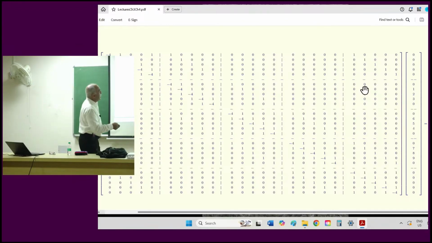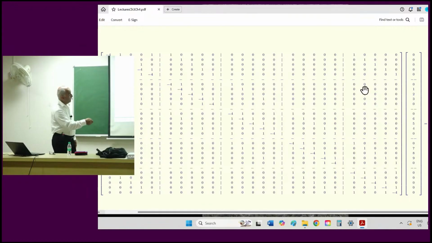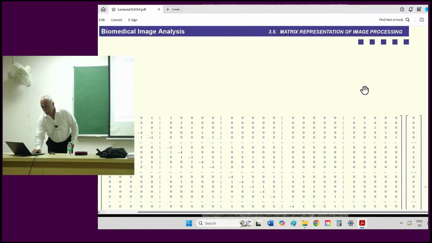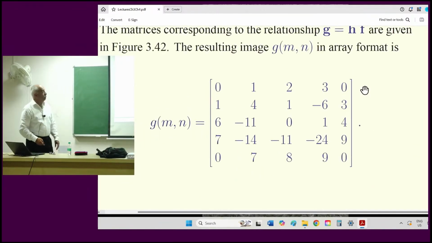The input image is this, 0, 1, 2, 3, 0, here, 0, 0, 0, 0, 1, 2, 3, 0, and 6, 5, 4, and 7, 8, 9, and 0. One row at a time, written as columns. And the output is that. Now we have to just rearrange this output, write that as the first row, second row, third row, fourth row, fifth row. So that is the output. You just have to recompose it. Okay?